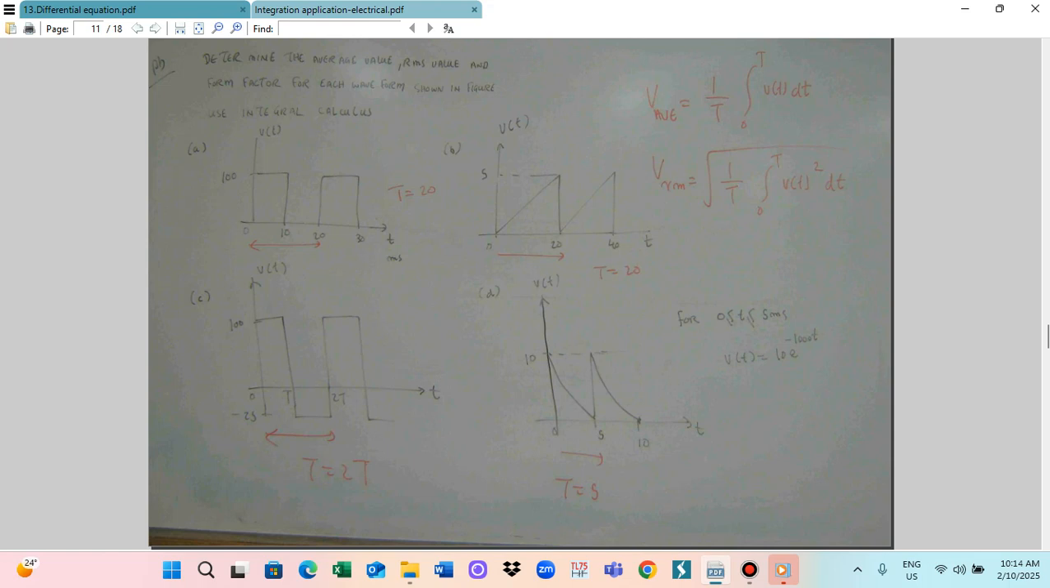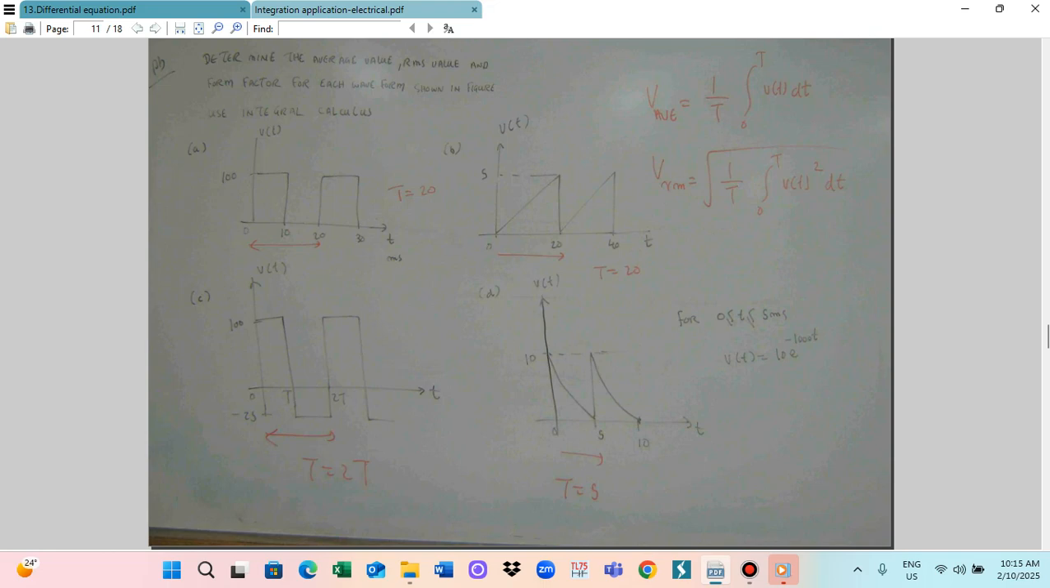Similarly, for this waveform this is the one cycle, so you have to integrate from 0 to 2T. This waveform will also repeat. For this waveform you take T equal to 20, but here T equal to 2T, and for this waveform T equal to 5. So you have to integrate for the one complete cycle. After this, you don't need to worry about the rest.